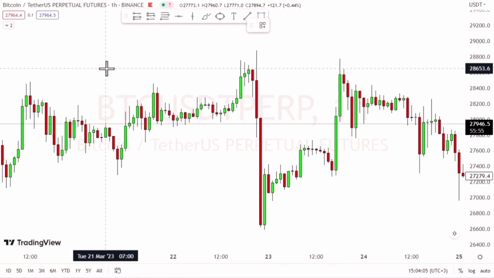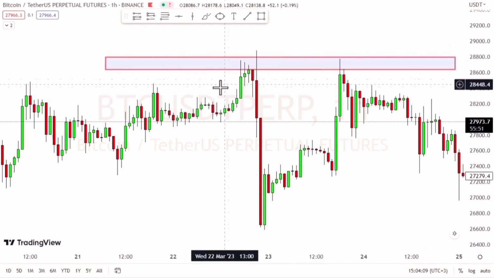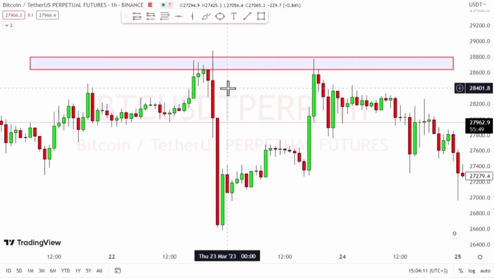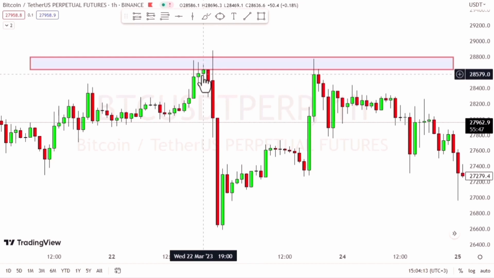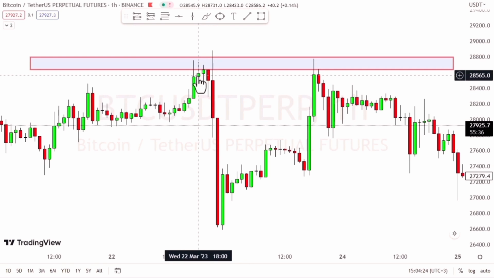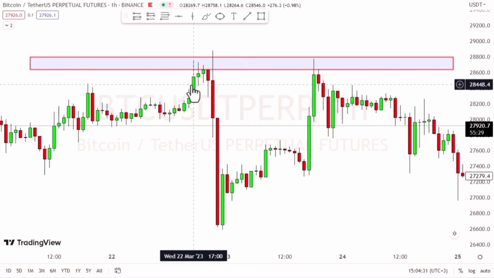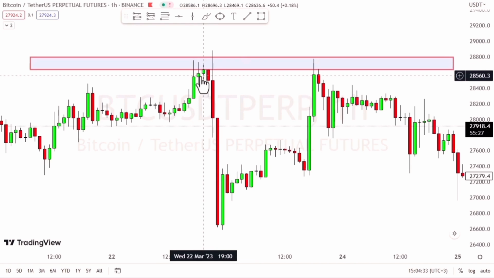Let me draw this resistance level. And as you can see, we have a beautiful engulfing here. As I told you, it shouldn't be a doji. So it's not a doji. It is a healthy body, and then it's covered by the next candle. And if you can see it here, we have two bearish spinning tops. And then right after that it comes in a bearish engulfing. So it's a strong signal.